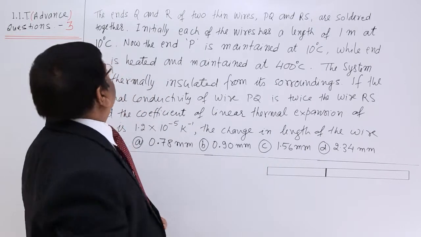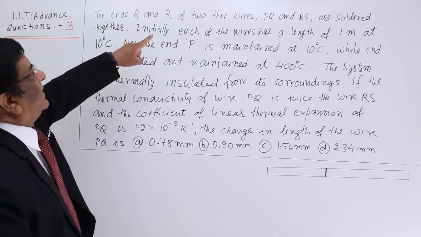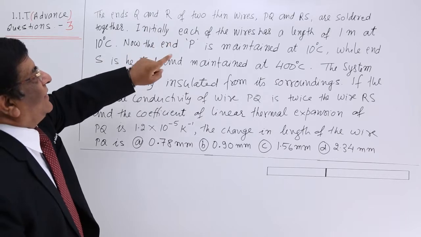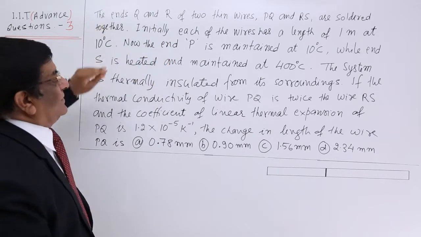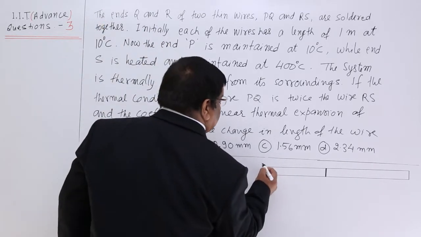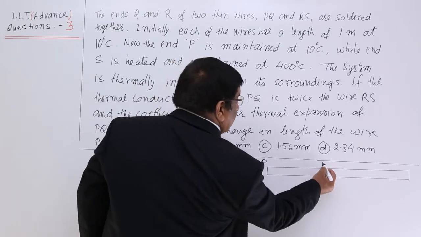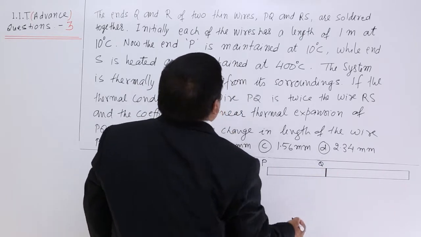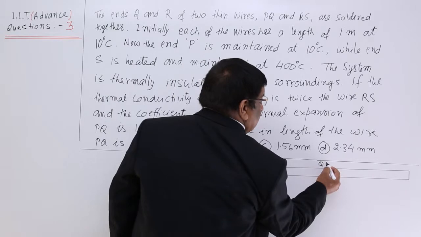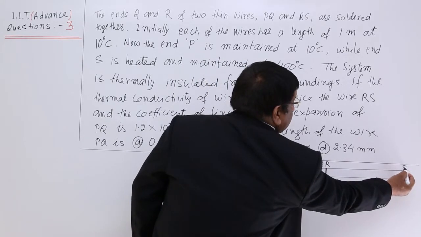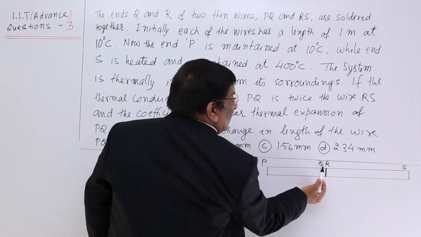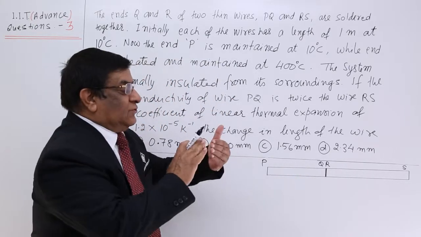We are solving this question. The ends Q and R of two thin wires, PQ and RS, are soldered together. We make two wires. One is PQ and the other is RS. The wire ends Q and R are soldered together.